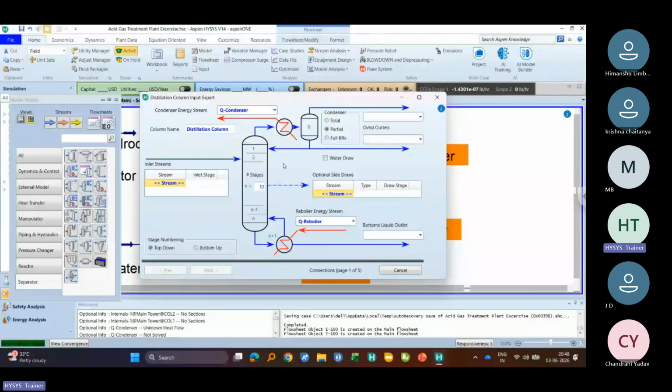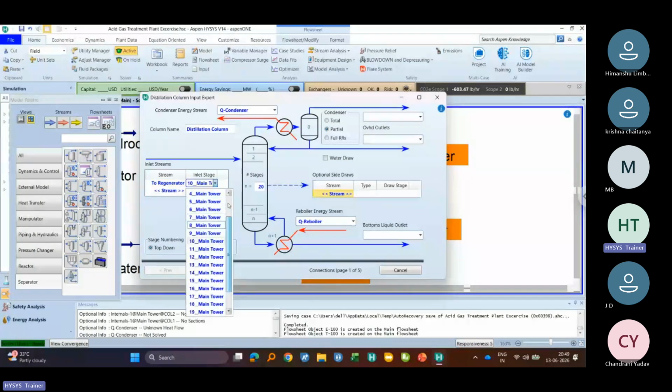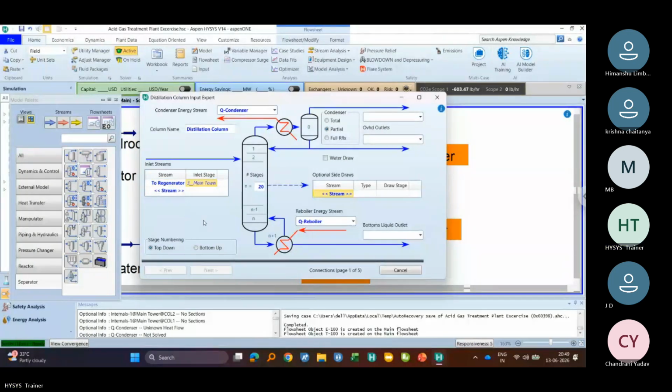This column is having number of stages as 20. So we will just enter that number. Stage numbering is from top to bottom. So we will be going with it by default. The feed stream is to regenerator and it is entering at stage number 3 from the top. So we will select that stage number 3 as the feed stage.